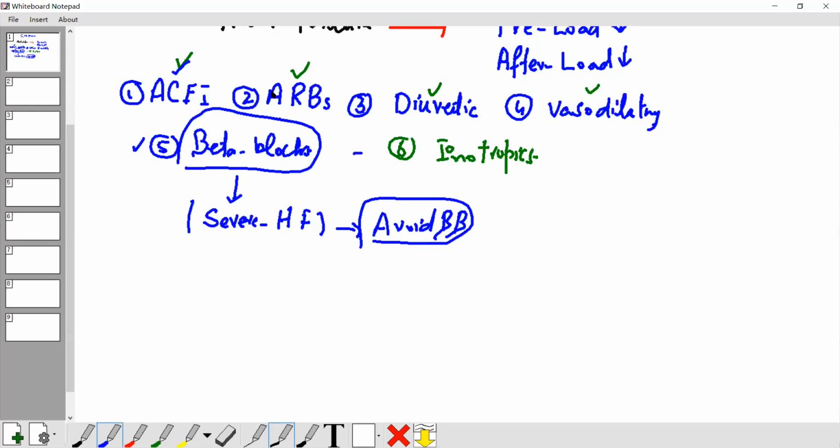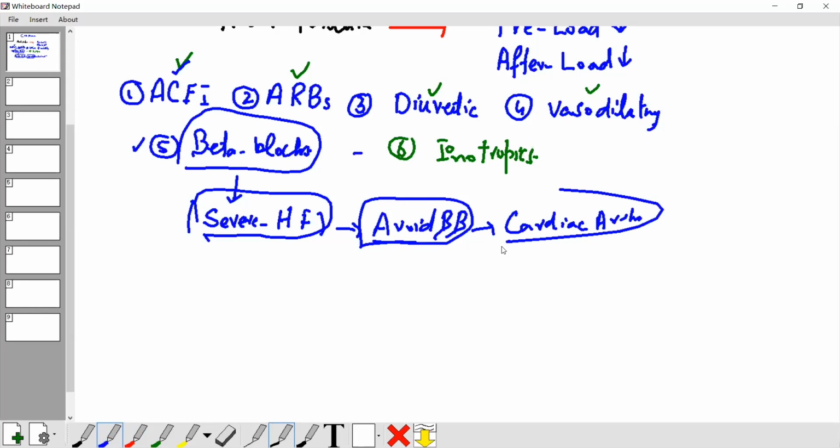First preference, RAS blockers: angiotensin converting enzyme inhibitors, angiotensin receptor blockers, and then go for diuretics, go for vasodilators, then go for beta blocker. If the heart is very severely failing, it's not performing its duty, so we must avoid beta blockers. Understand? Beta blockers can cause cardiac arrest if the heart is already very weak. Keep this in mind.